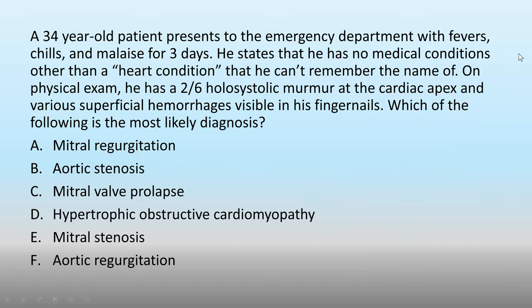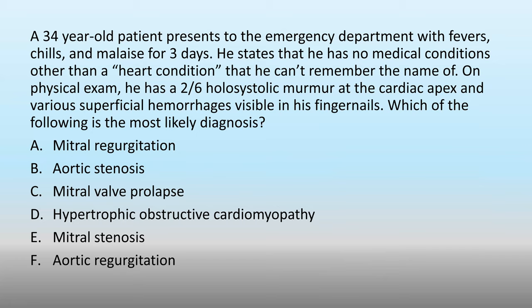A 34-year-old patient presents to the ED with fevers, chills, and malaise for 3 days. He states he has no medical conditions other than a heart condition that he can't remember the name of. On physical exam, he has a 2 out of 6 holosystolic murmur at the apex and various superficial hemorrhages visible in the fingernails. Which of the following is the most likely diagnosis? Let's see what choices we have: mitral regurgitation, aortic stenosis, mitral valve prolapse, hypertrophic obstructive cardiomyopathy or HOCM, mitral stenosis, and aortic regurgitation. I'll give you a couple seconds to figure this one out. You can pause the video if you need to.